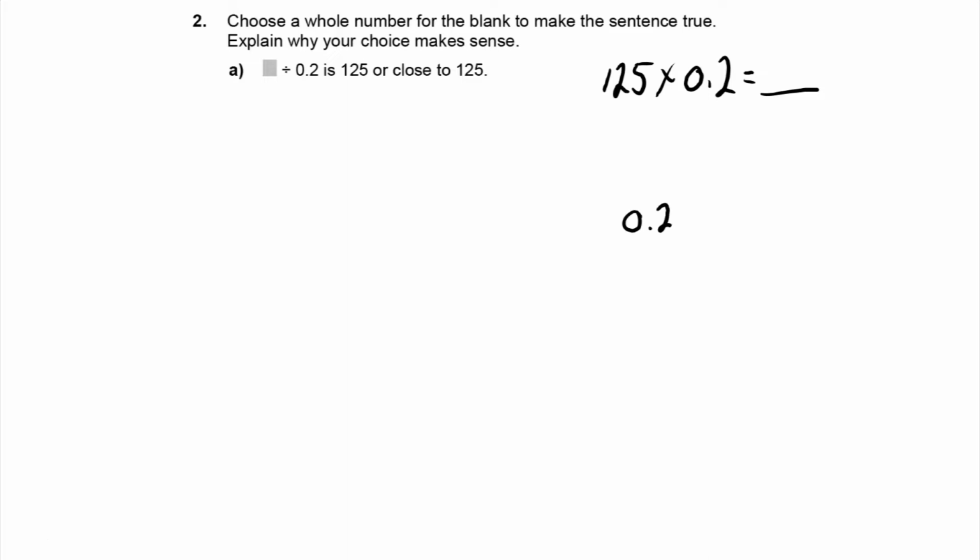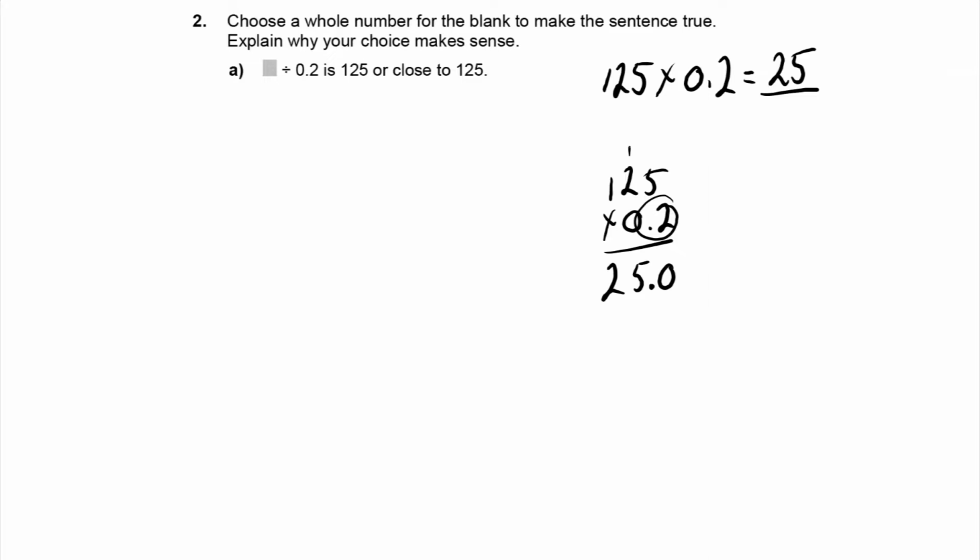I'll do my 0.2 in the traditional format that we're used to. 2 times 5 is 10, 1 to carry. 2 times 2 is 4, plus 1 is 5, and then 2 times 1 is 2. We've got one decimal place, so we put the decimal in its place, and we see that 125 times 0.2 is 25.